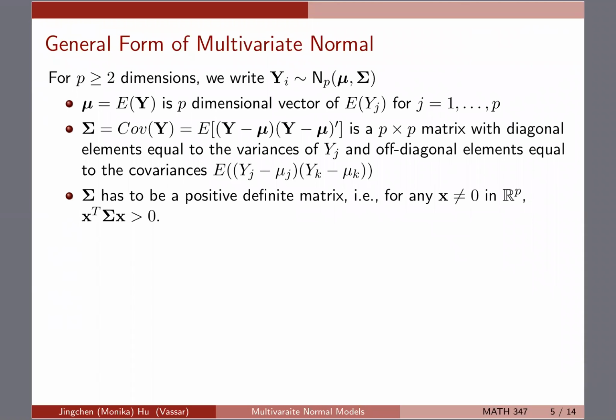So this is the general form of the multivariate. If it's p dimension, mu will be p by 1. Sigma is the covariance, which is p by p. Diagonal elements are the variances and off diagonals are the covariances. So this is the general form with different j and k, where j is between 1 and p, and k is between 1 and p as well. In particular, the covariance matrix needs to be positive definite, because otherwise it cannot be a proper covariance matrix.